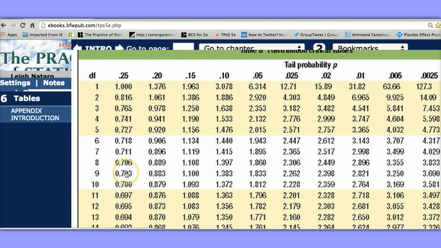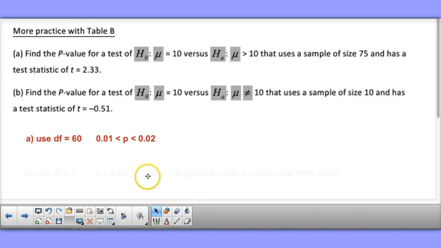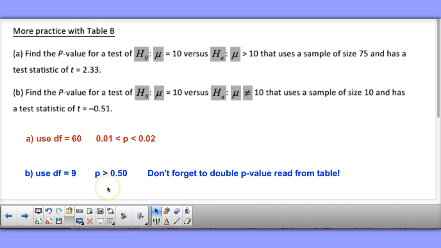So here we have 9 degrees of freedom, and 0.51 would actually be over to the left of this column. So you might think that our p-value is bigger than 0.25. However, this is a two-tailed test, so we actually need to double that. So our p-value is actually greater than 0.50.